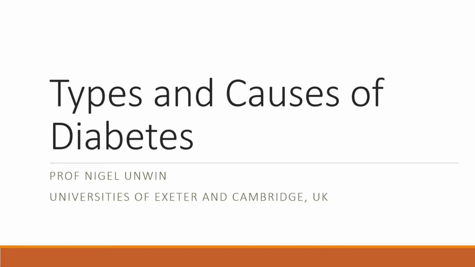I'm sure many people here will be aware that the vast majority of cases are type 2, but type 1 is 5 to 10% of all diabetes in most populations.